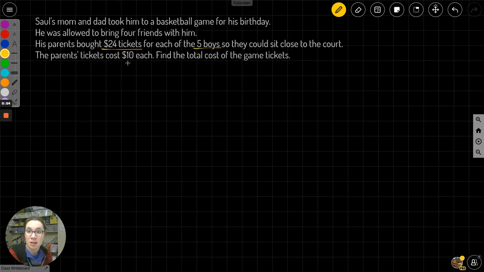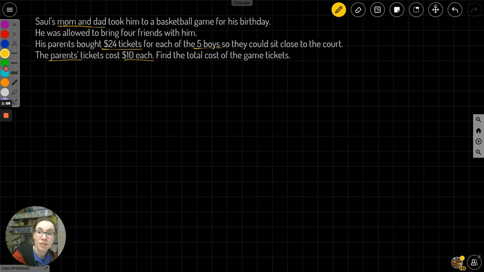The parents' tickets cost $10 each. And we know that it was his mom and dad, so I guess there was important information up there. Mom and dad. So we've got 2 parents, $10, and $24 tickets for 5 boys. So, how are we going to solve this?